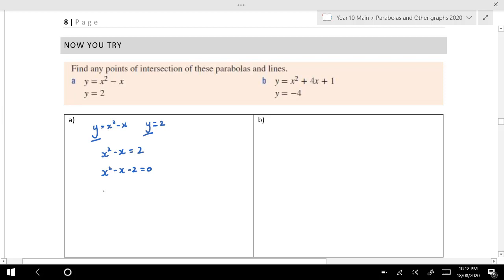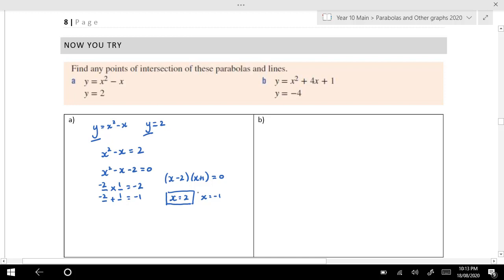Can we factorise that? Are there 2 numbers which multiply to give negative 2 and add to give negative 1? You betcha, we're looking at negative 2 times 1 and negative 2 plus 1. Okay, so let's do that. x minus 2, x plus 1 is equal to 0. So what does x have to be? Using the null factor law, x would have to equal 2, and x would also have to equal negative 1.